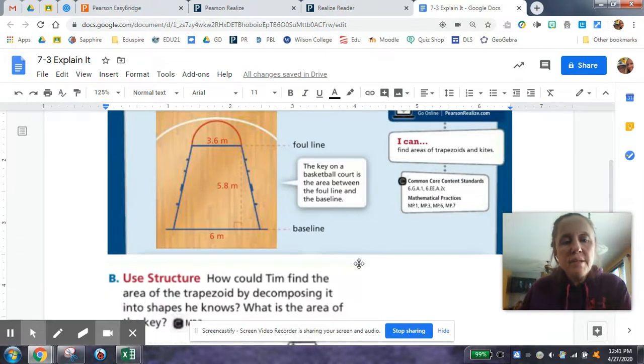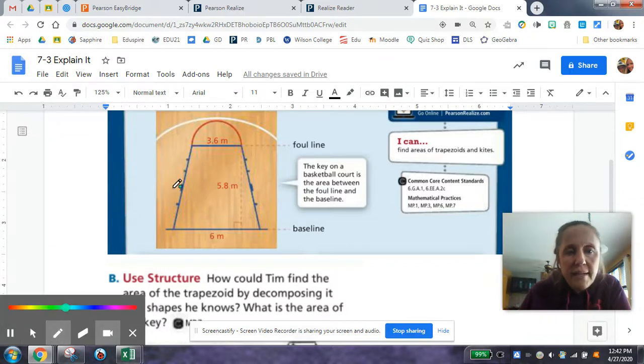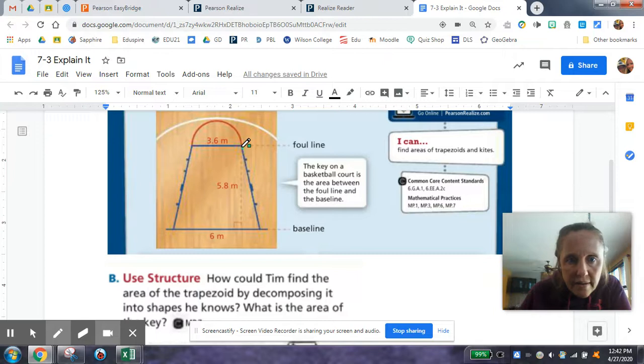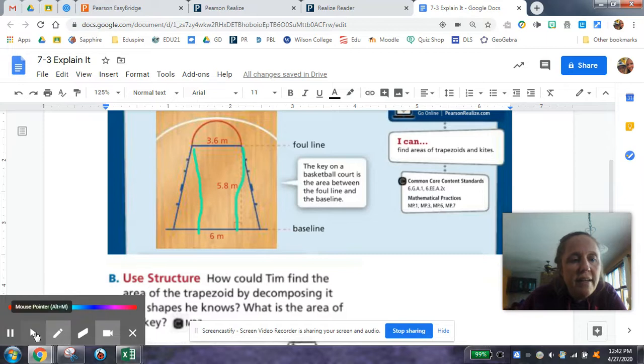Okay, so the second part says, how could Tim find the area of the trapezoid by decomposing it into shapes he knows? What is the area of the key? So looking here, we can see by separating this out, we can find a rectangle and two triangles. Now my lines aren't perfectly straight, but triangle, triangle, rectangle. And we know how to find the area of those.